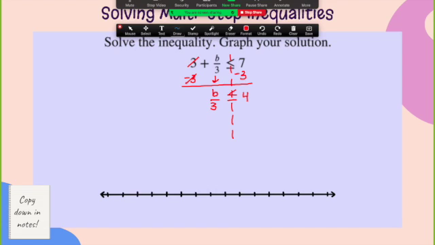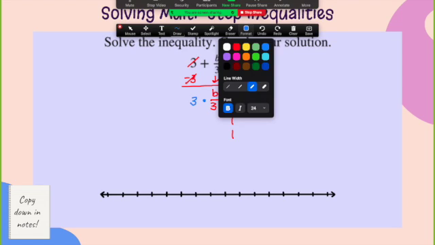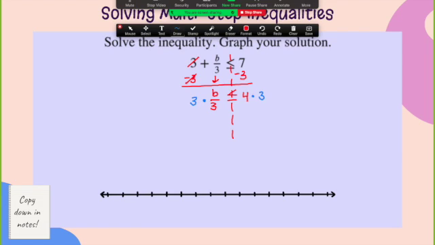The next thing that we can do here, I see that b is dividing by 3. So I'm going to complete that opposite operation, which will be to multiply by 3 on both sides. When I multiply by 3 on both sides, I cancel out that 3, and I'm left with b being less than or equal to positive 12. And so this would be my answer.